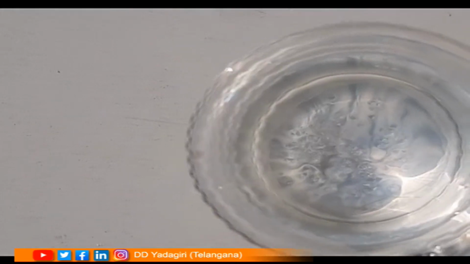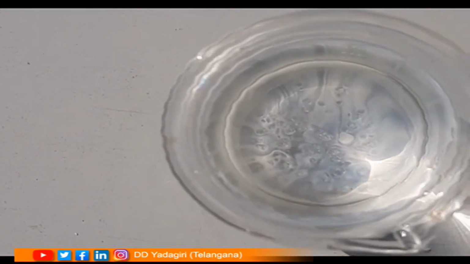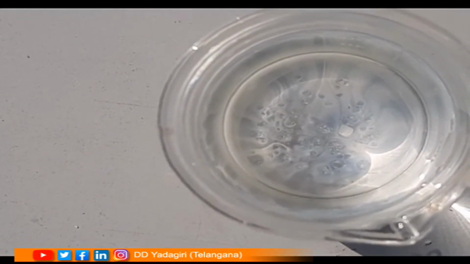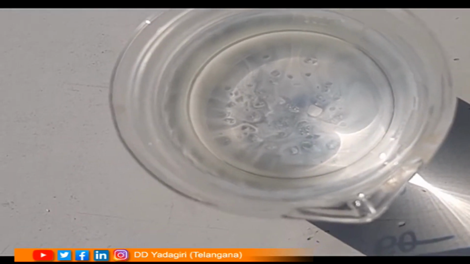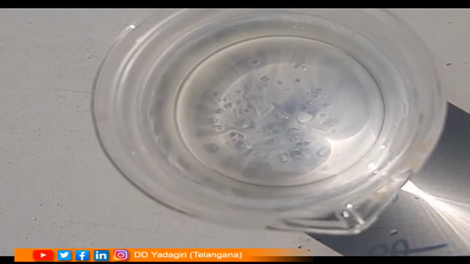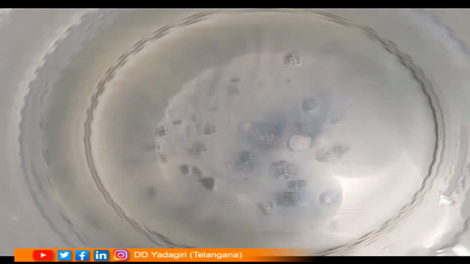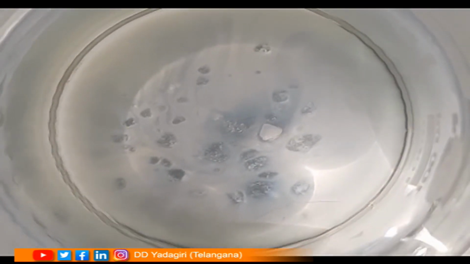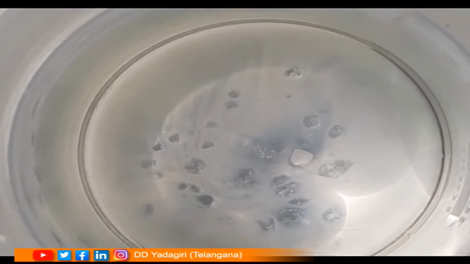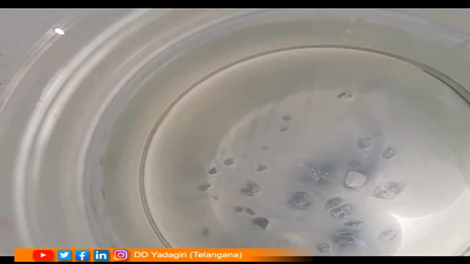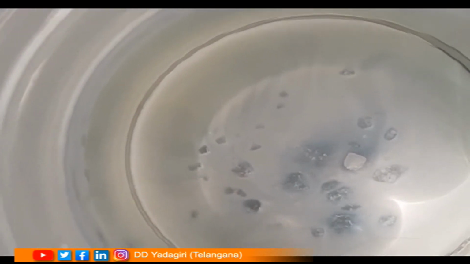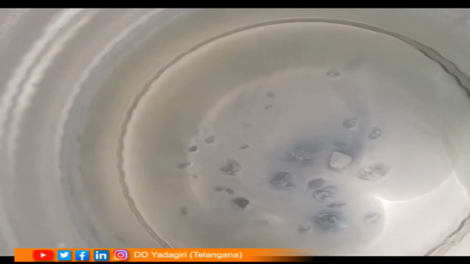Initially, these are small in size, that's why it appears to be blue in color. As the size of the molecule goes on increasing, the liquid appears to be white. Observe here, children, before the reaction, whenever the reaction starts, it appears to be blue. After completion of the reaction, it appears to be white because the sulfur molecule size has increased.